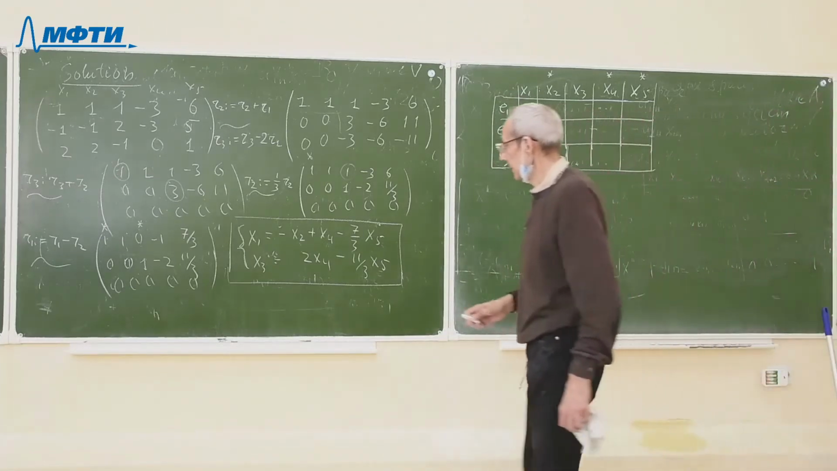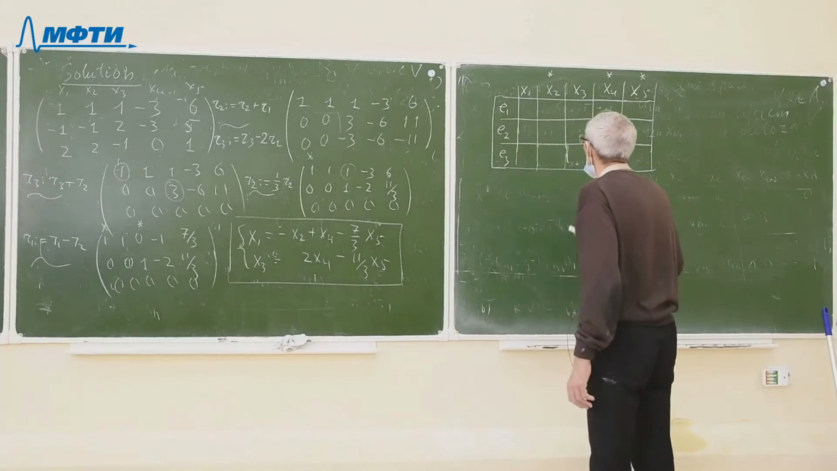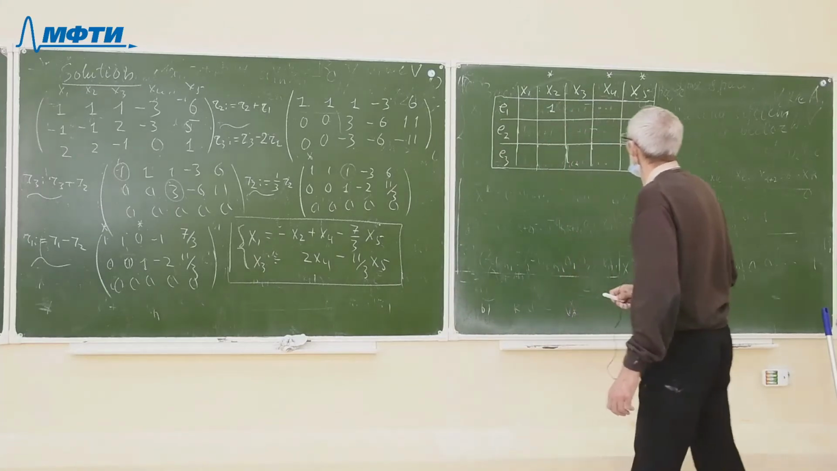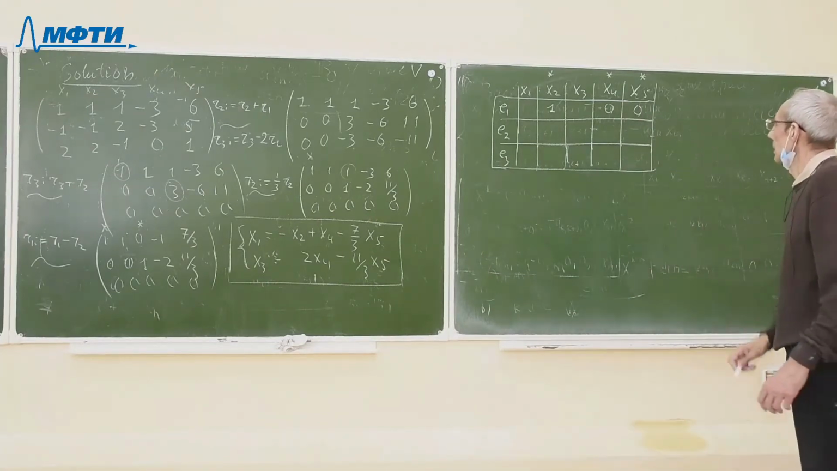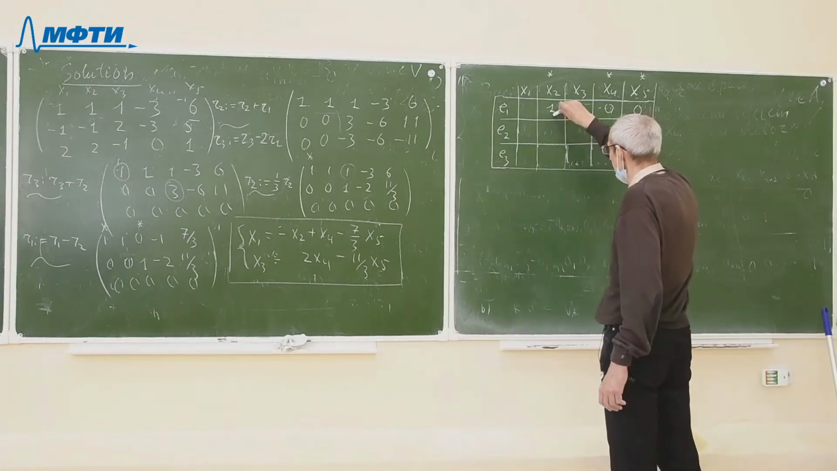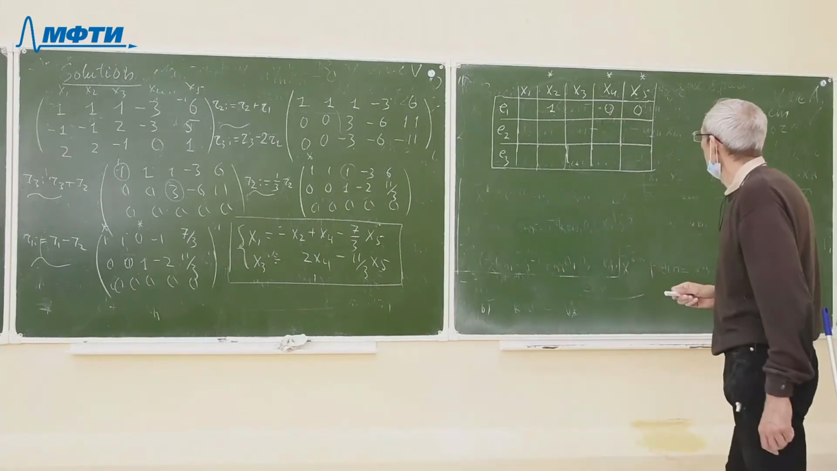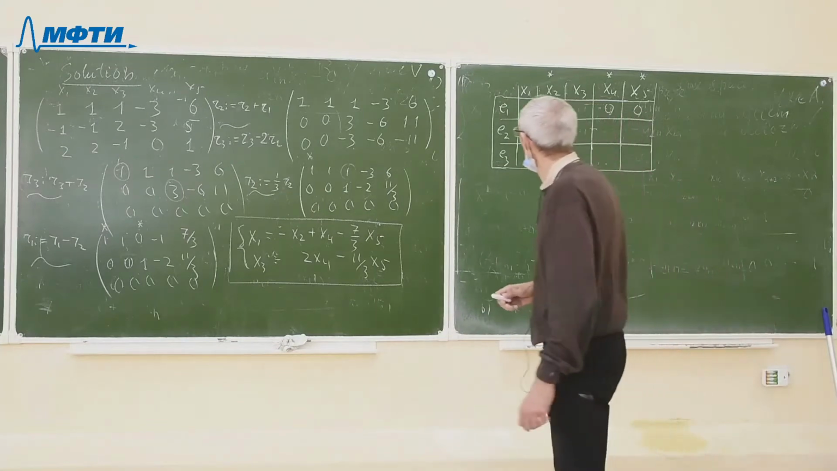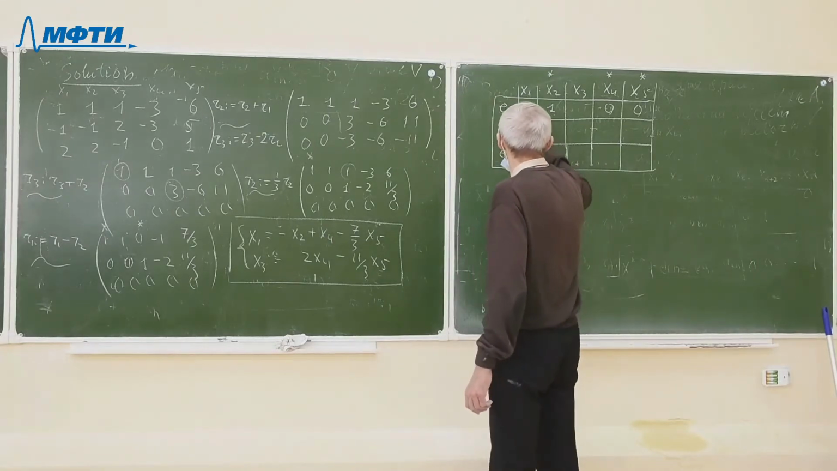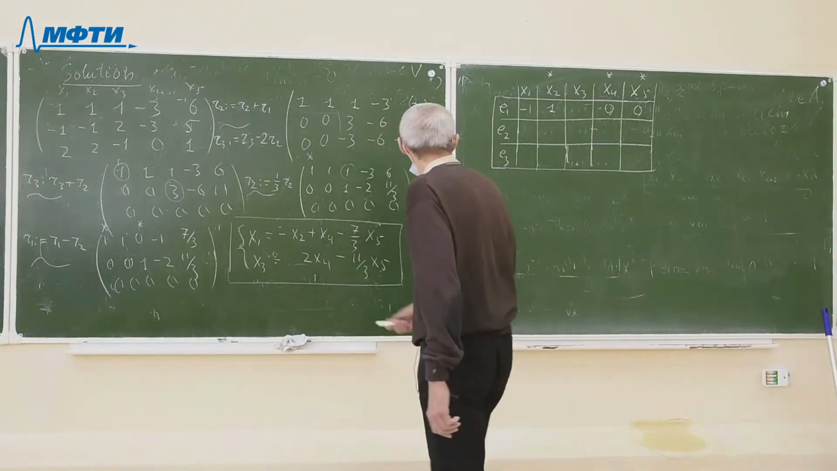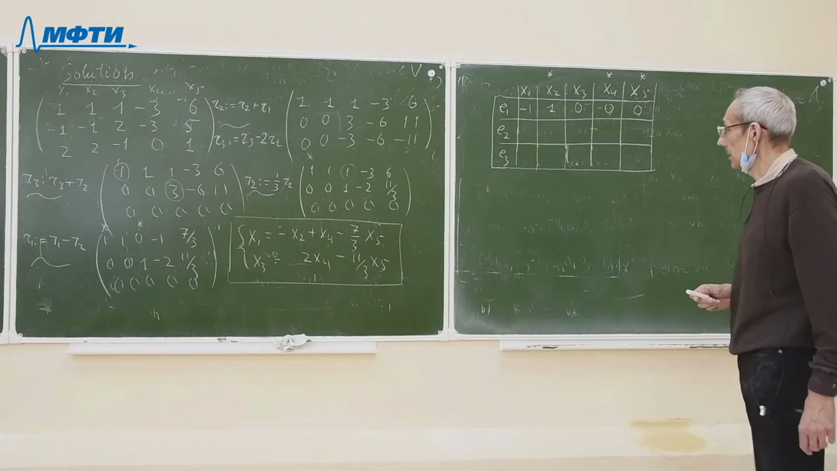And for the first basis solution, I put the independent variable x2 equal to 1, and the other independent variables x4 and x5 I put equal to 0, and I can calculate x1 equal to minus 1, and x3 equal to 0, and I obtain the first basis solution.